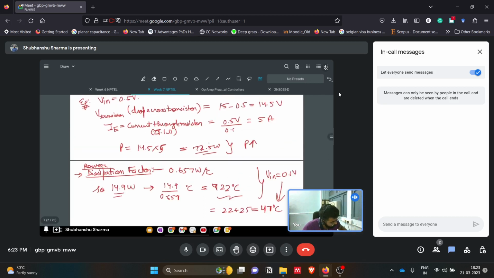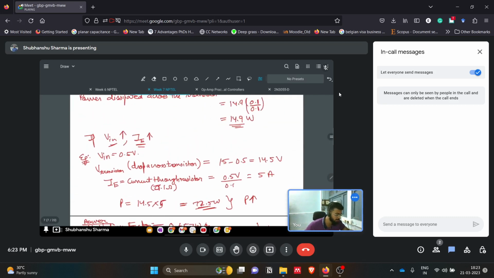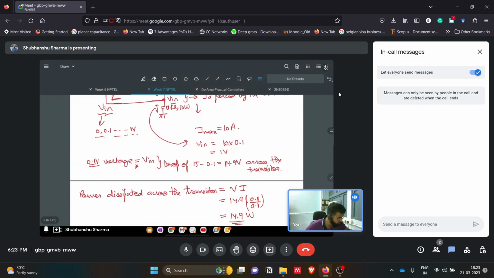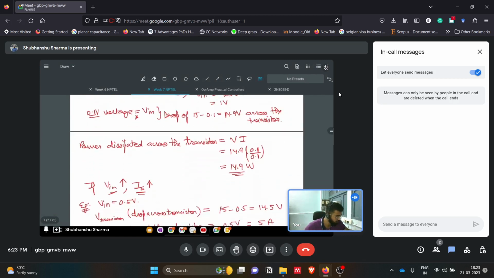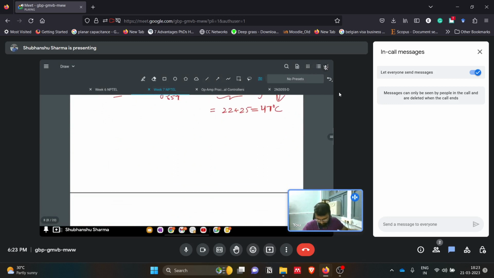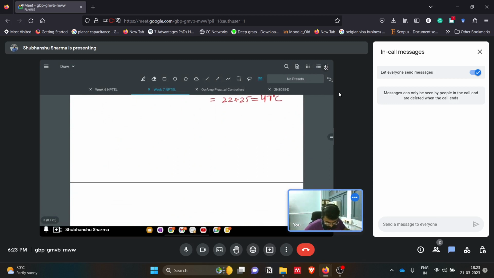If we talk about 72.5 watts, it will be much higher. In this way, we can use a transistor to mimic the behavior of a heating plant. So we saw this. Now we'll come to controllers.